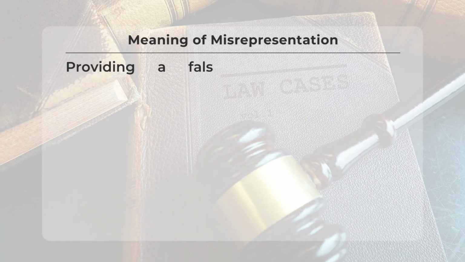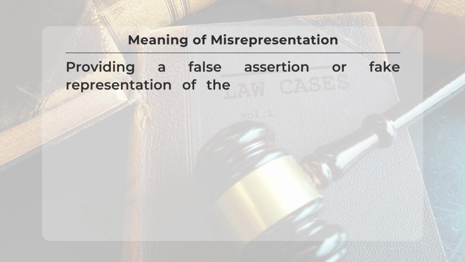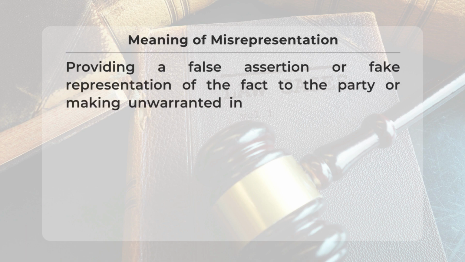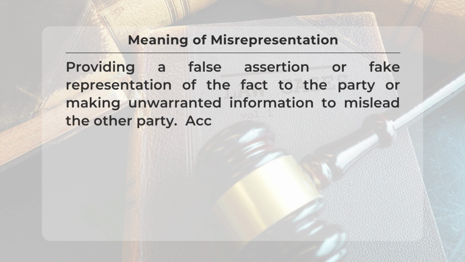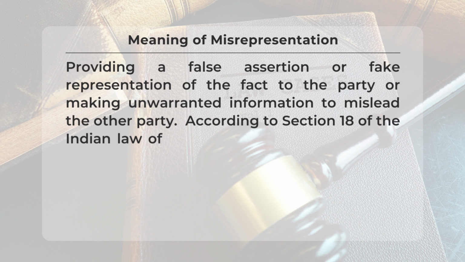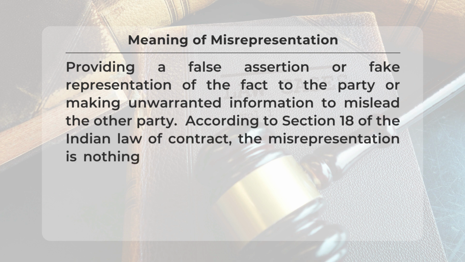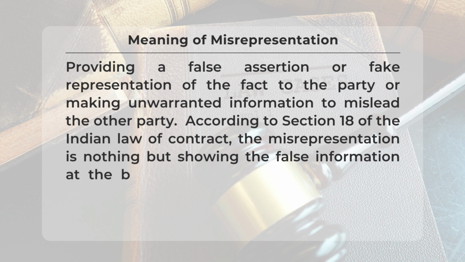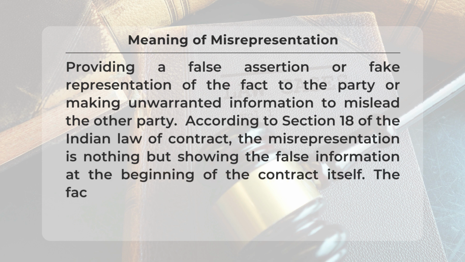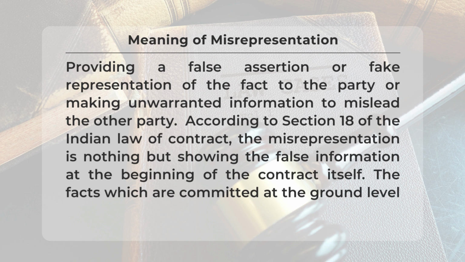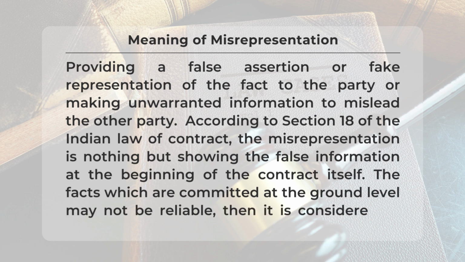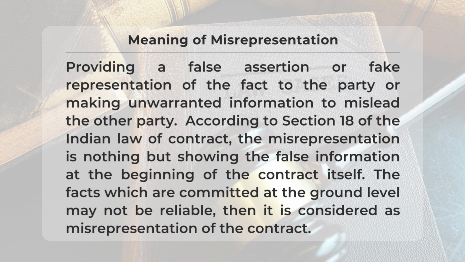First, let us start with what is misrepresentation. Misrepresentation is when a party is providing a false assertion or a fake representation of the fact to another party, or making unwarranted information to mislead the other party. According to Section 18 of the Indian Contract Act 1872, misrepresentation is nothing but showing false information at the beginning of the contract itself.